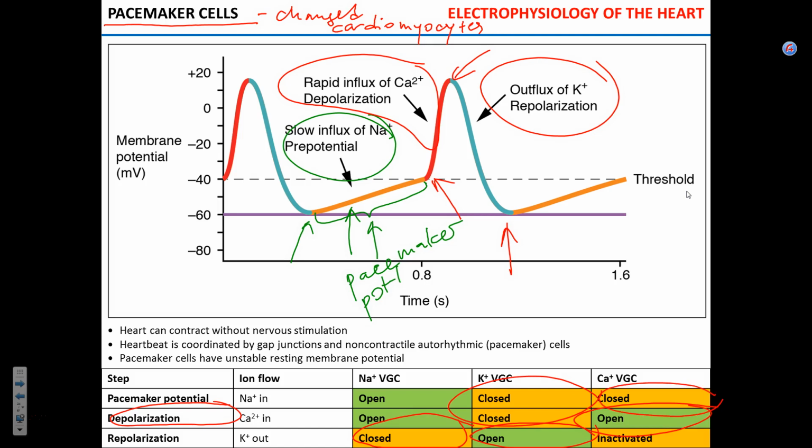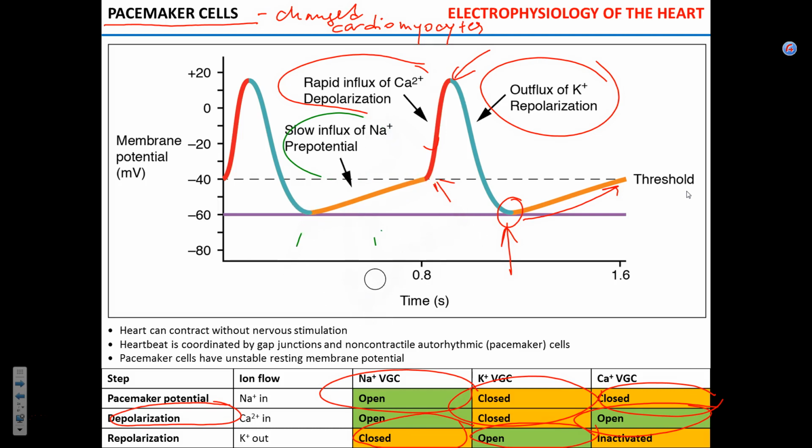Calcium channels stay closed at this point. But voltage-gated sodium channels open. And the cell starts to depolarize again. Does that make sense? Now let's go over it one more time.